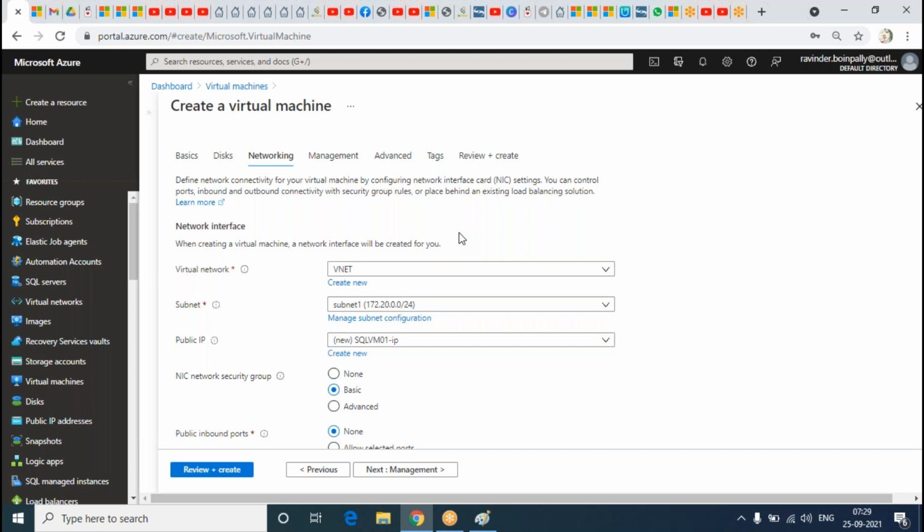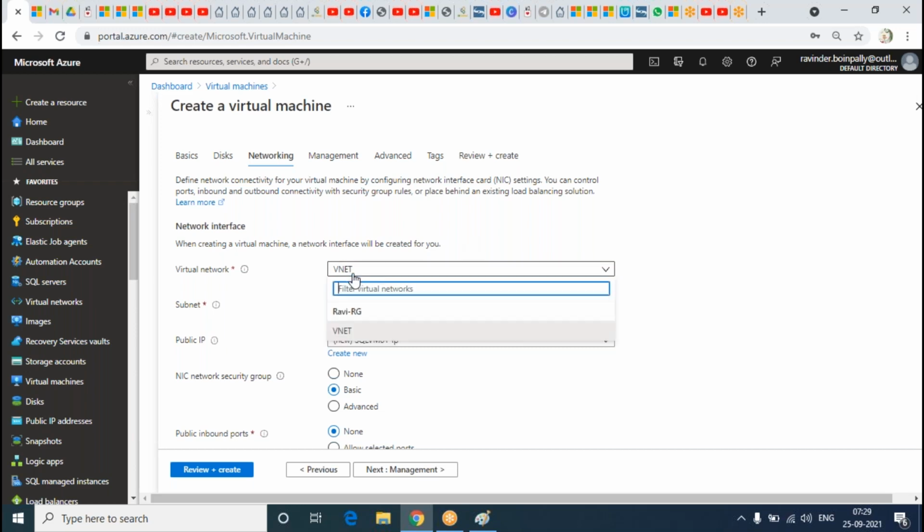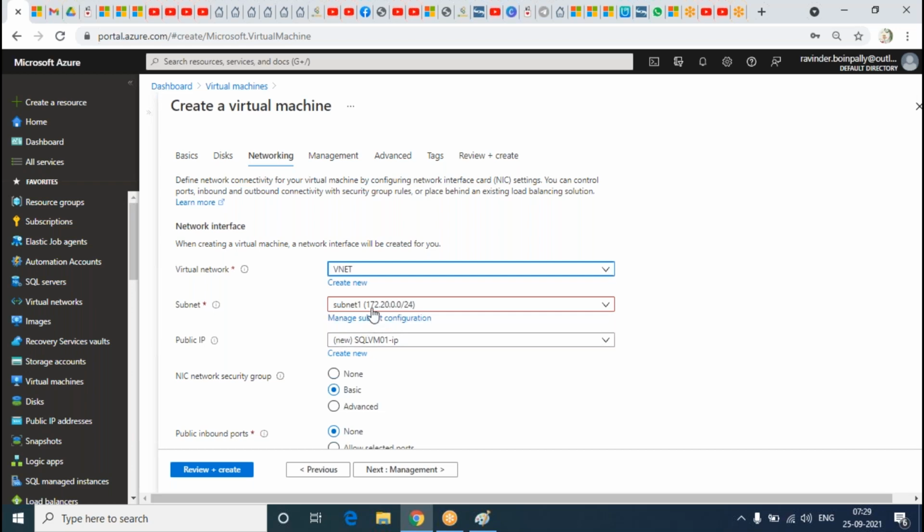Now for the VNet, you have to pick the VNet, the subnet, and the public IP. Public IP you can change at any point of time. Private IP is the only one which is going to create issues. You have to be very careful on that point, guys. We can move from one subnet to another subnet, but not the network. Network cannot be changed, but subnets can be changed after the VM creation also.